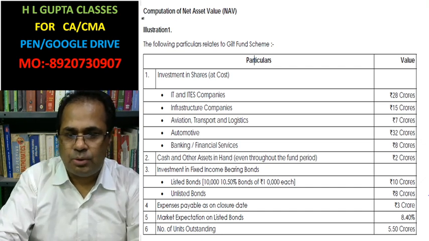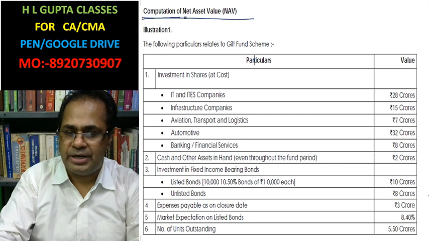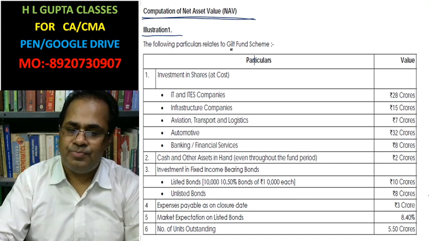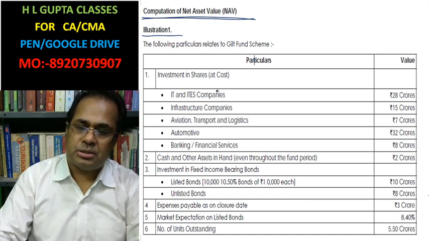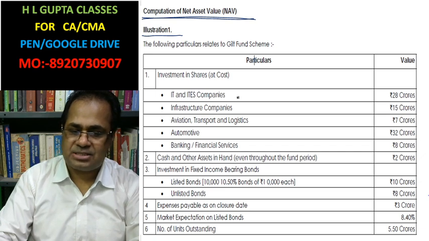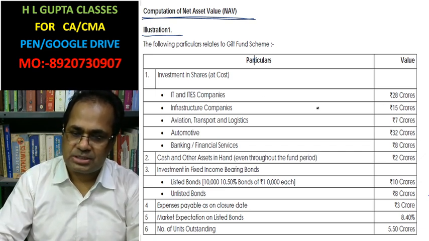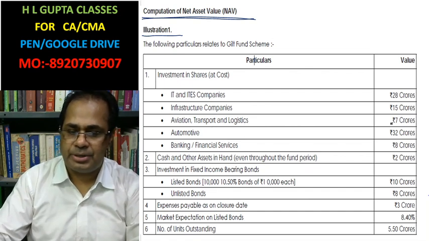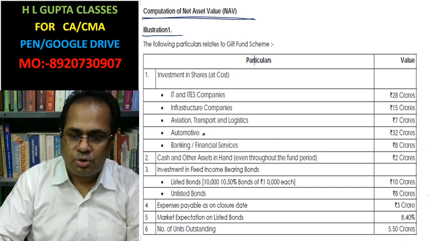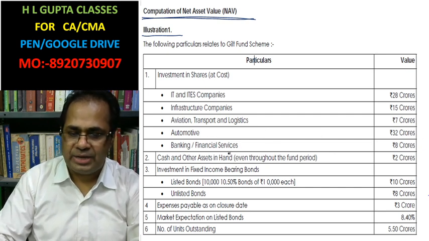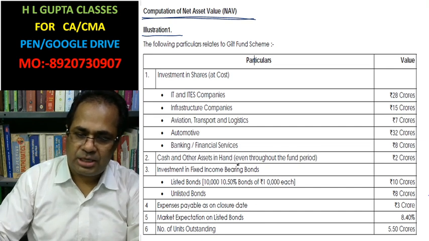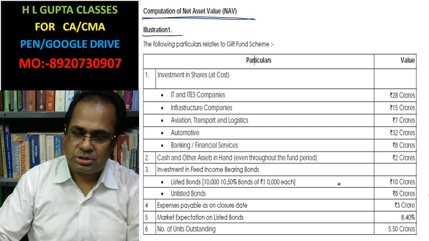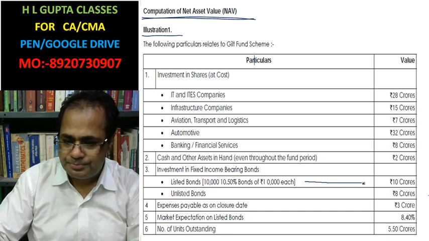Computation of net assets value. We are going to find the net assets value. Illustration number 1. The following particulars relate to the gilt fund scheme. What the fund has invested: IT and ITES company 28 crore, infrastructure company 15 crore, aviation, transport and logistics 7 crore, automotive 32 crore, banking and finance 8 crore, cash and other assets in hand 2 crore, investment in fixed income bearing listed bond is 10 crore.